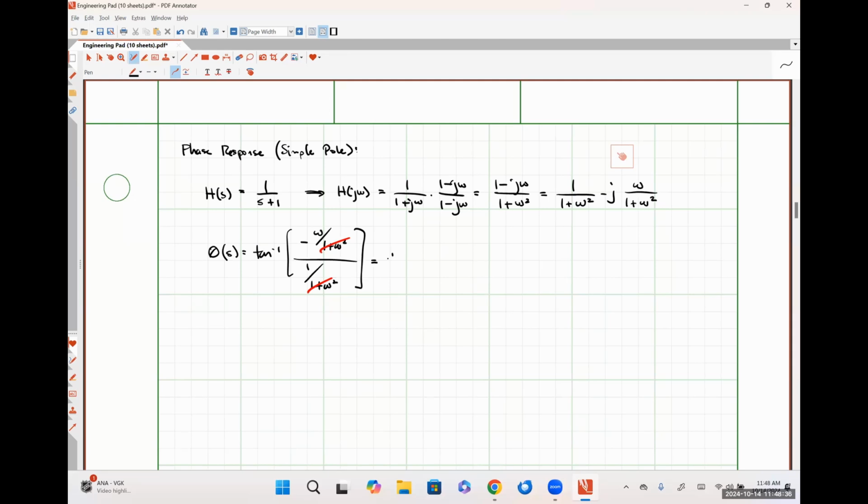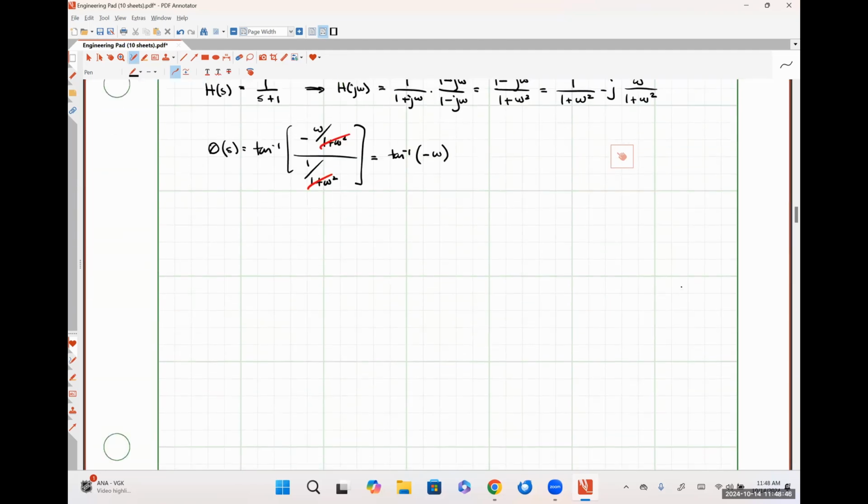the arctangent of negative omega. So if I were to make a plot, this is our phase angle as a function of omega.